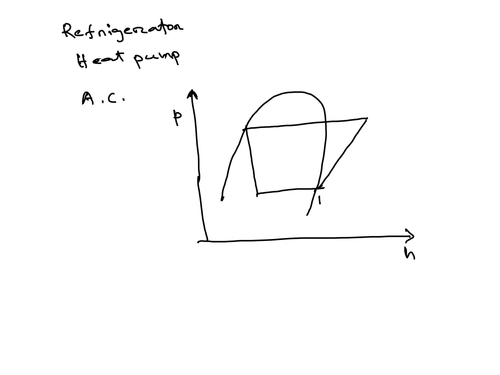One to two, compression, then condensation, then throttling, 3 to 4, and 4 to 1 evaporator. Here our process is 3 to 4, the throttling process. In the Joule-Thomson expansion experiment, it is only 3 to 4, the throttling process.